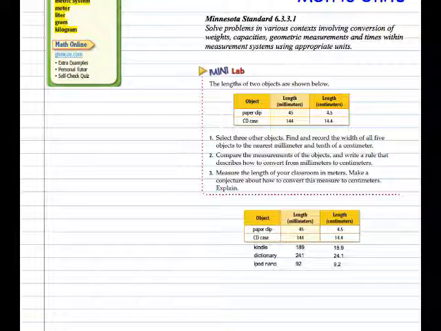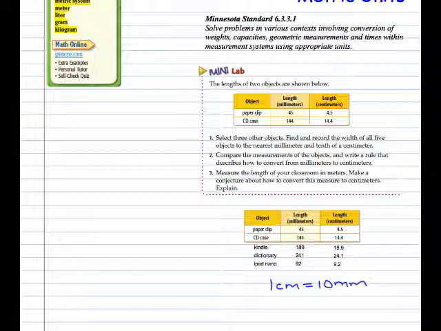I measured those to the nearest millimeter and to the nearest centimeter, tenth of a centimeter. And the rule we come up with in step number 2 is that it would appear if we take the length in millimeters and divide it by 10, that will give us the length in centimeters. Because the relationship that we're using is 1 centimeter equals 10 millimeters.